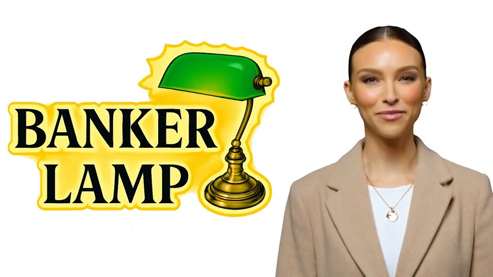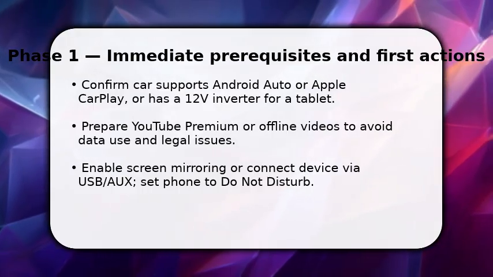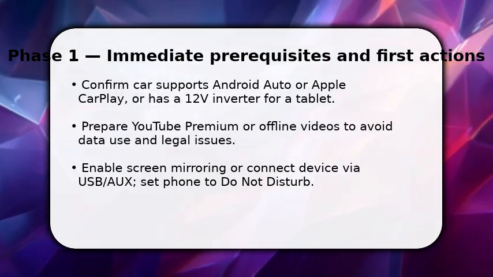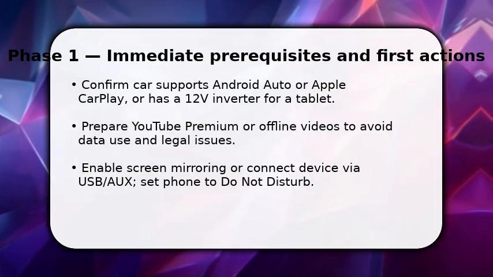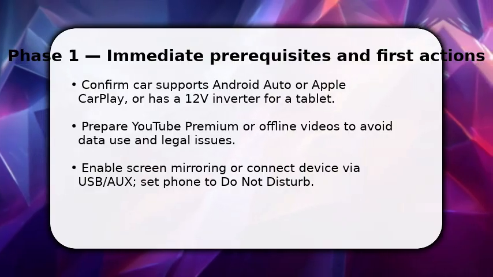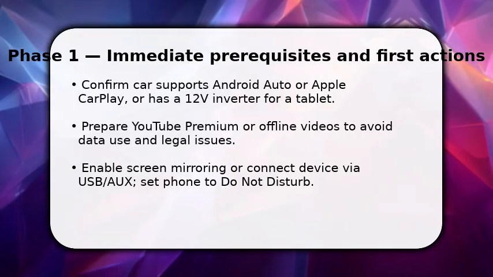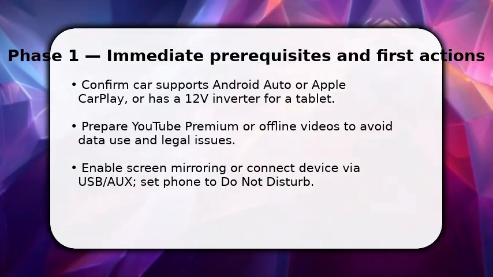Please enjoy the video. You start by checking compatibility. Does your car have Android Auto, Apple CarPlay, or an HDMI/USB input? Once confirmed, pick the simplest path, USB connection or screen mirroring over Wi-Fi. Make sure you enable Do Not Disturb to avoid interruptions. This protects safety and audio quality.